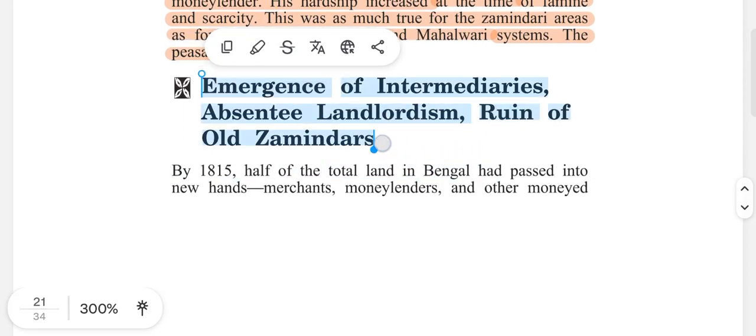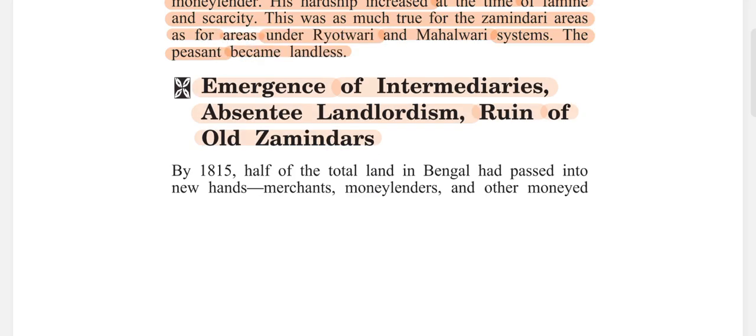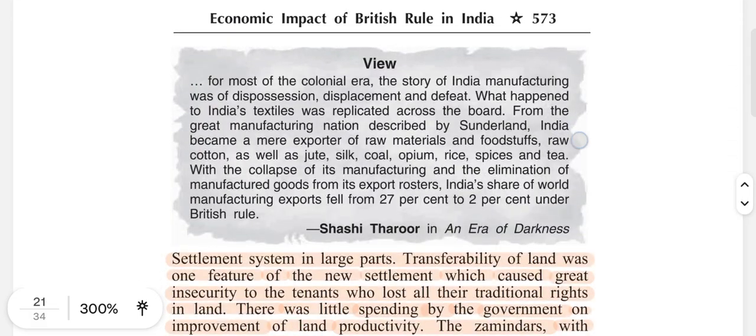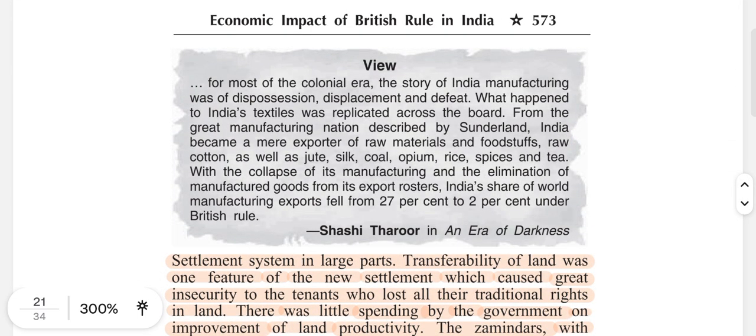By 1815, half of the total land in Bengal had passed into new hands: merchants, moneylenders, and other moneyed classes. The story of Indian manufacturing was of dispossession, displacement, and defeat.